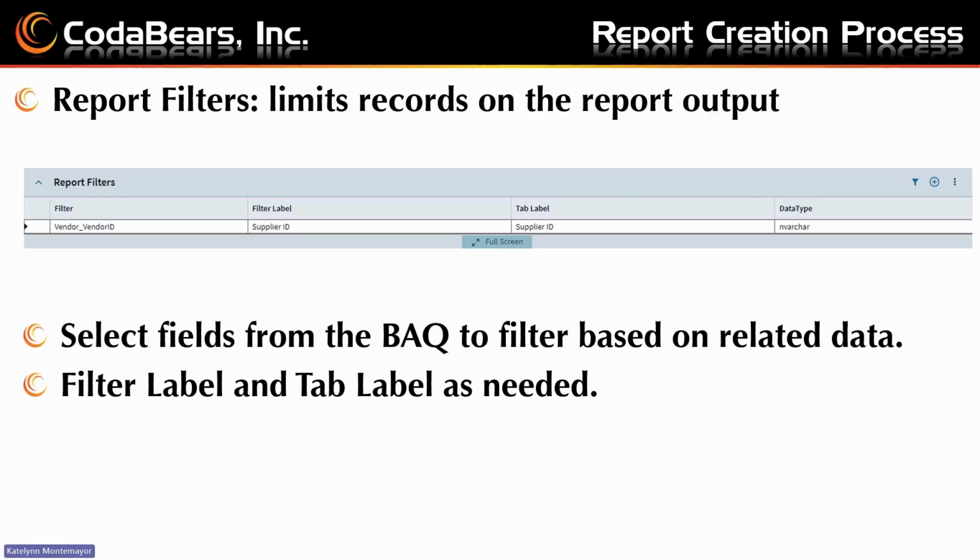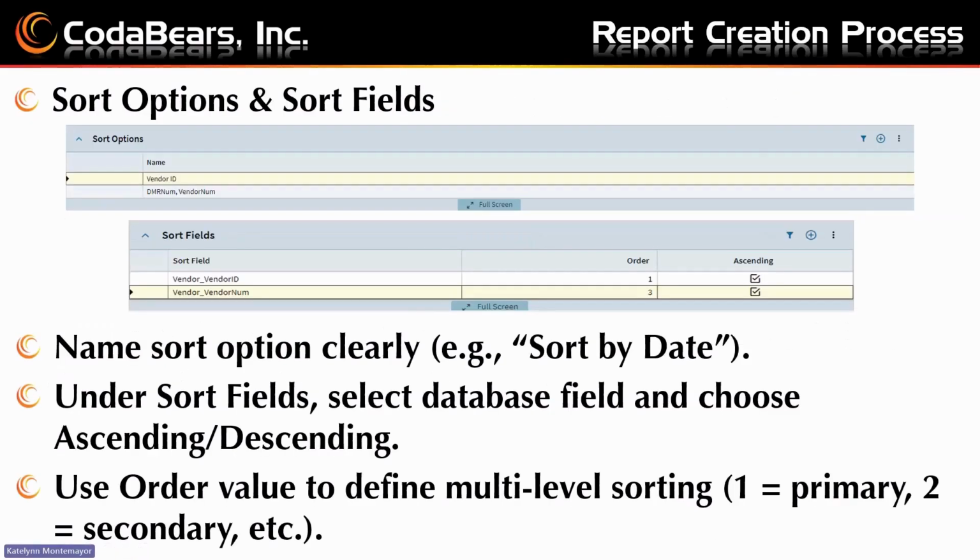So that was the parameter, and this is going to be the filters, which limits the records on the report output. You can select fields from the BAQ to filter based on that related data. In this case, I want the user to be able to filter based on a specific vendor ID. So if they only want one vendor, or only a handful of specific vendors, they're not running that report on every single vendor. And then you can change that filter label and tab label as needed. If you didn't want it to say supplier ID, you can just change it to vendor ID or whatever you like. And then on the bottom, we had the sort options and sort fields.